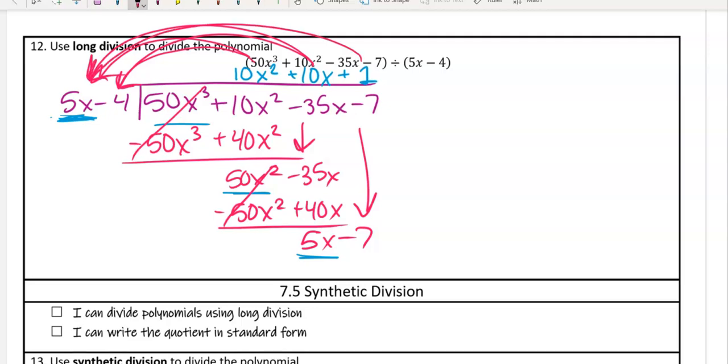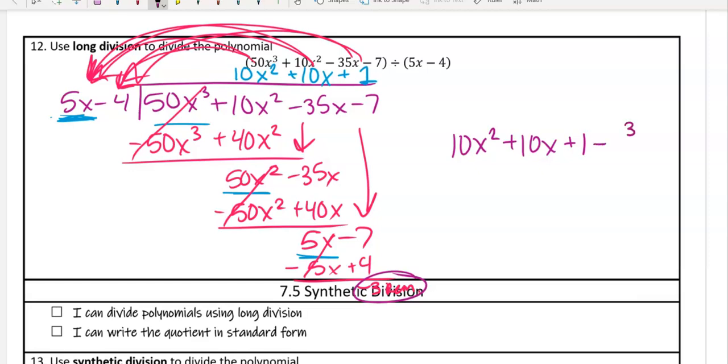Now, 1 times 5x leaves us with 5x. 1 times negative 4 leaves us with negative 4. Change those signs. These cancel out. Sorry, I'm running out of space, but negative 7 plus 4 leaves us with negative 3 as a remainder. So our final answer is 10x squared plus 10x plus 1, and this is a negative 3 over here, so minus 3 divided by 5x minus 4. Perfect.